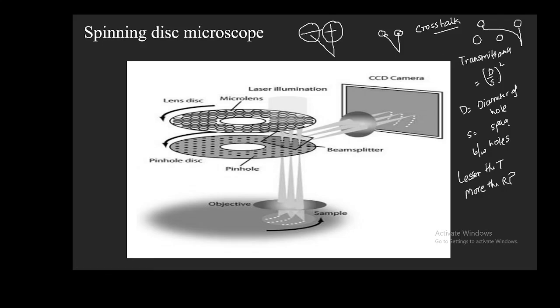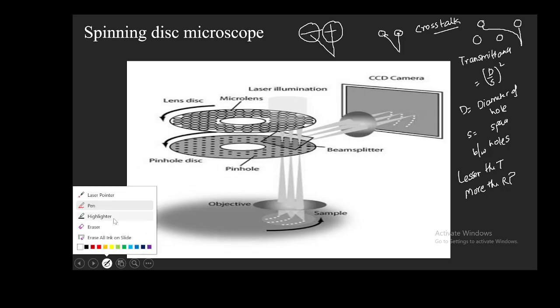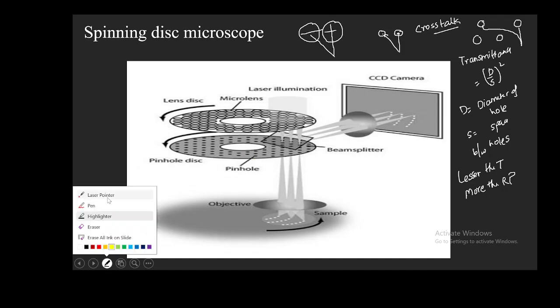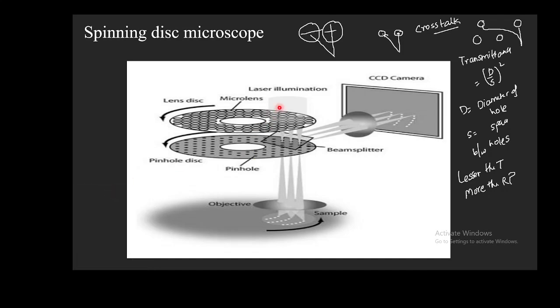So coming back to this spinning disc microscope, the drawbacks, as you know, are the alignment, crosstalk, and movement. Alignment between the disc movement and the camera movement: if these discs are moving, the camera should also move. And transmittance: if you want the resolving power to be high, the hole distance should be high and the diameter of these holes should be less. Then there will be less transmittance and more resolving power.